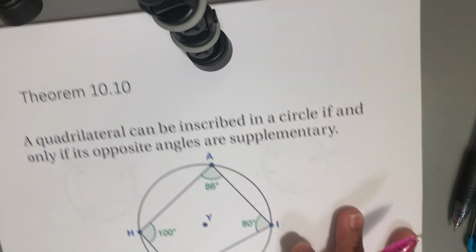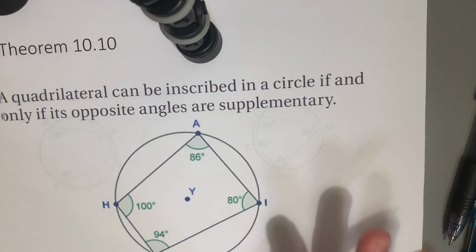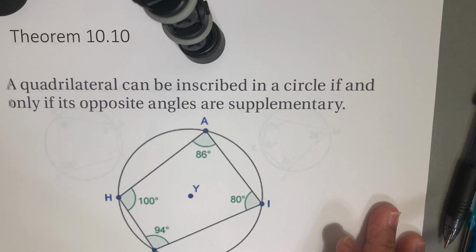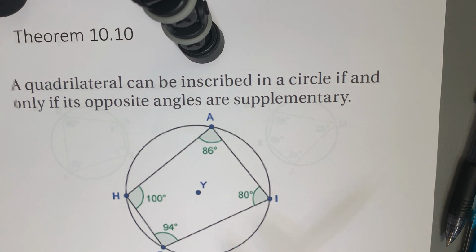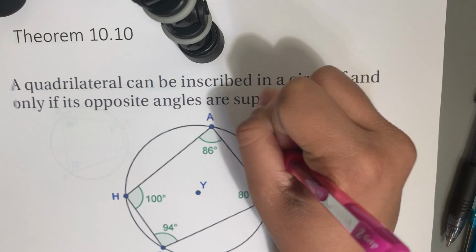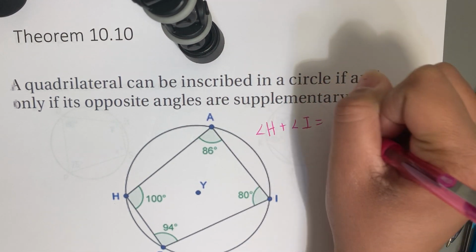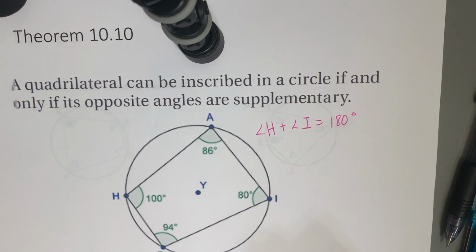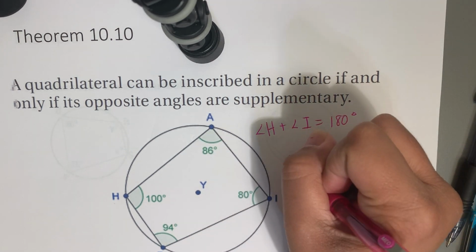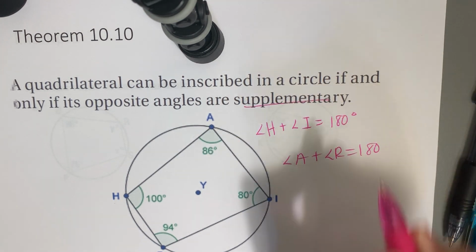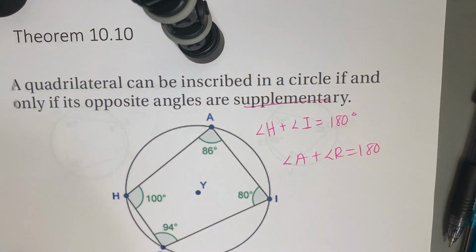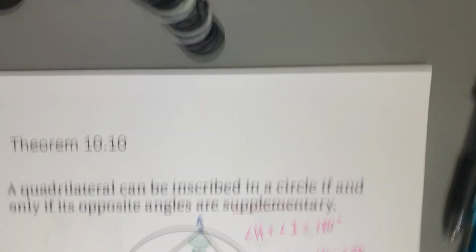Okay. This is important. Theorem 10.10: a quadrilateral can be inscribed in a circle if and only if its opposite angles are supplementary. So H and I have to equal 180. And A and R have to equal 180. They're supplementary. That's what supplementary means. So we're going to go and do some examples on this.